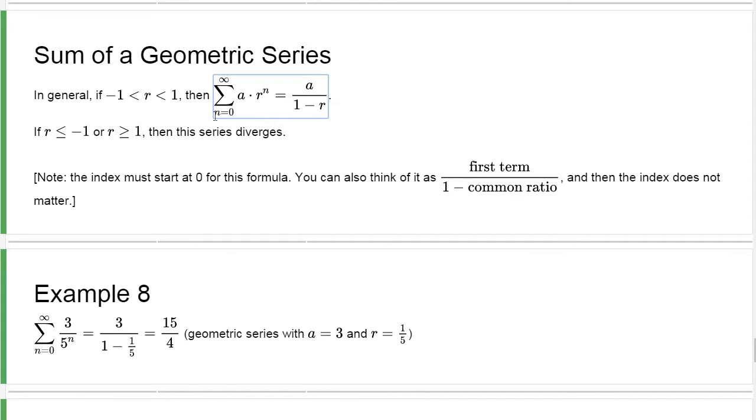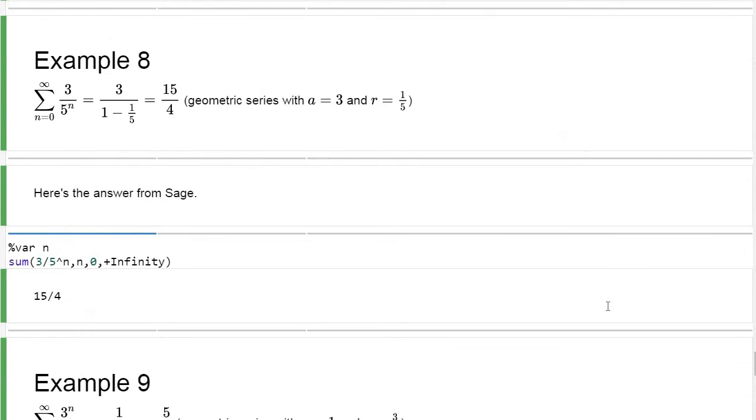You can start anywhere you want if you think of it just as first term divided by 1 minus common ratio. So whatever n starts at, if n starts at 10, plug that into the formula. That gives you the first term. That would go on top. And then whatever your common ratio is, you'll just put 1 minus that on the bottom. And that's the sum of a geometric series. Okay, so let's look at an example of that.